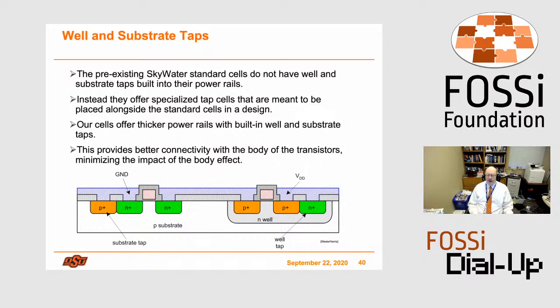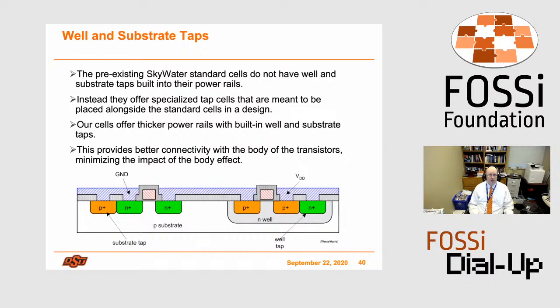So one of the other advantages of our cell set is we have well and substrate contacts. The pre-existing SkyWater standard cells do not have them. And so you need specialized tap cells to place alongside the standard cells in a design. Our cells offer a thicker power rail also with built-in well and substrate taps. You can see the substrate taps here and the well taps here. It really provides an easier way to connect to the body of the transistor, which minimizes the impact of the body effect, which is a very important element that happens within the surface of our semiconductor, especially for MOS devices.